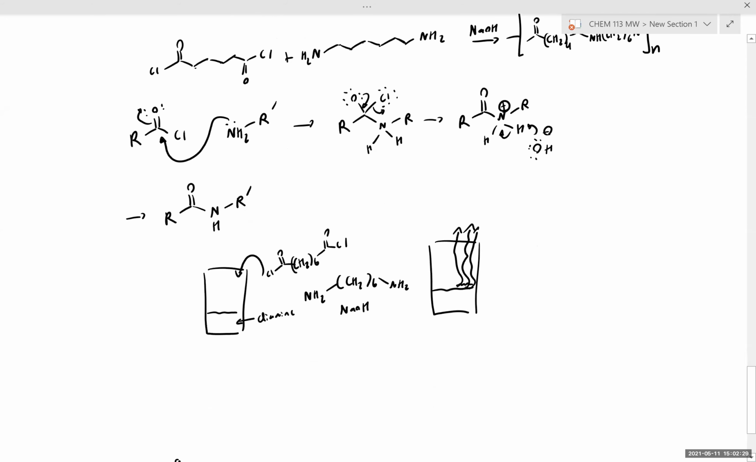And what's really cool about the reaction is it actually occurs at the surface interface. So we have our solution of our diamine, and we slowly add our adipoyl chloride along the side of the beaker. At the surface, nylon will form, and as we pull the strands off of the surface, the reaction is still polymerizing at the surface. So in real time, the nylon is polymerizing, and as we pull the strand off from the surface, the nylon continues to polymerize. And so you can pull these very long nylon strands.